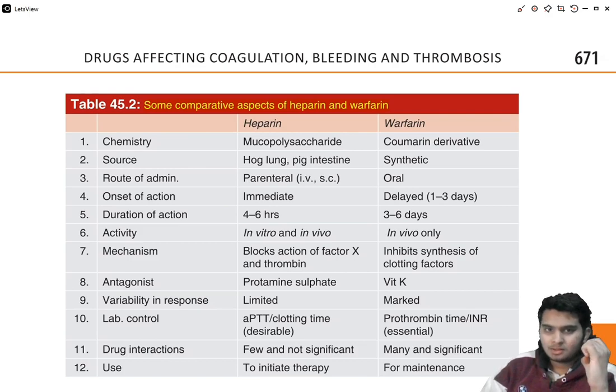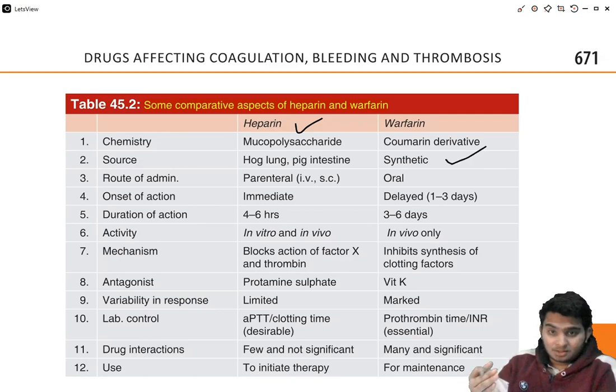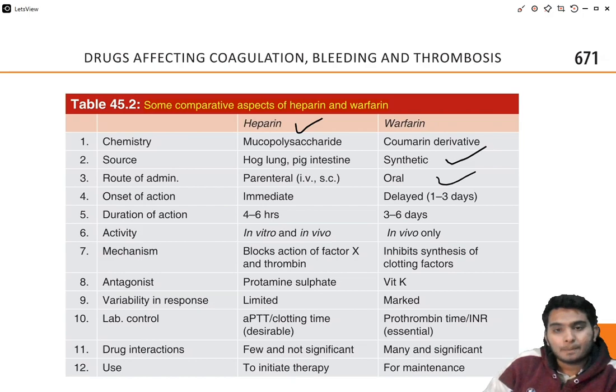Okay, so first, chemistry. Heparin is a mucopolysaccharide, while warfarin is a coumarin derivative. Sources: heparin is from natural sources such as ox lung and pig intestine, while warfarin is synthetic. Route of administration: heparin is given parenterally, intravenously or subcutaneously, while warfarin is given orally.